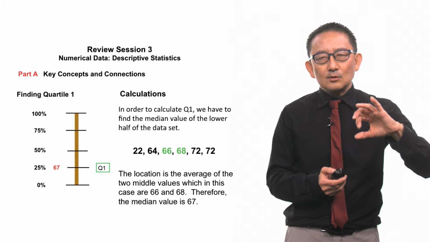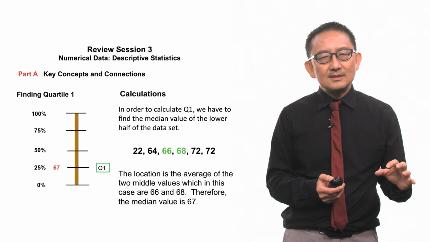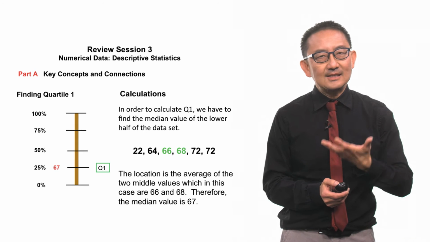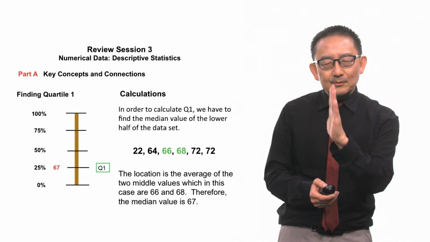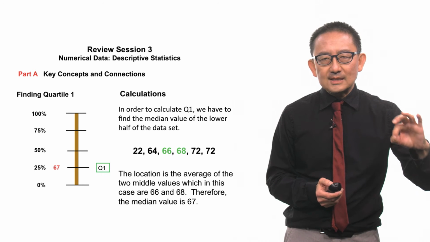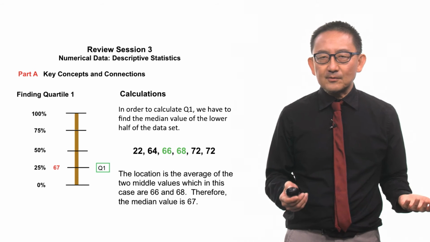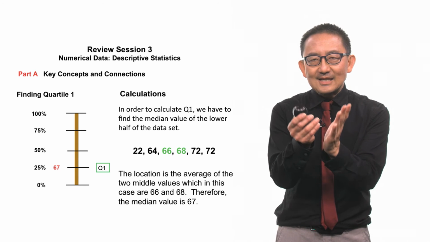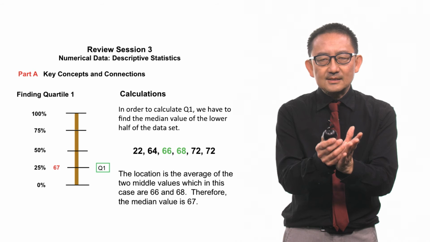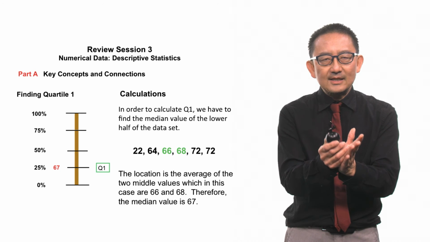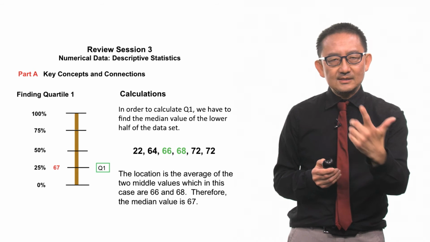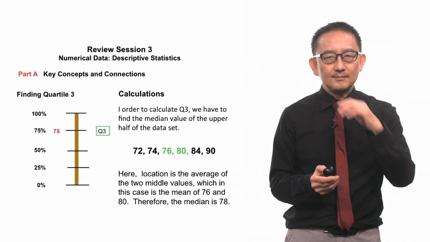If we take the lower half of the numbers, in this case 22, 64, 66, 68, 72, 72, and we find its median, we will find then what is quartile 1. So as we've done before, it's the same process. We take the average of the two center values, in this case 66 and 68, and we will have our quartile 1 will be 67, as marked on this graph.